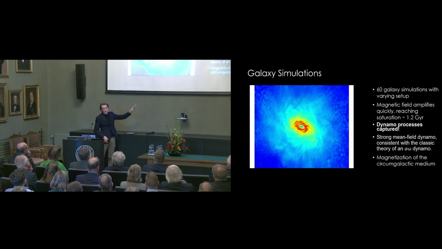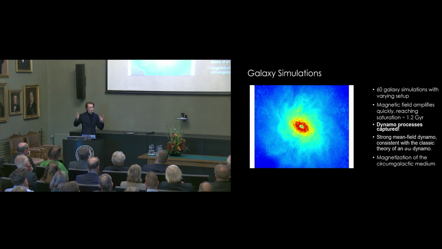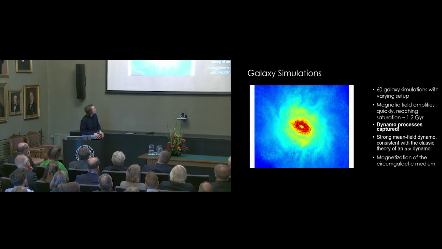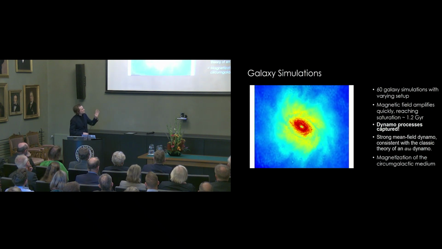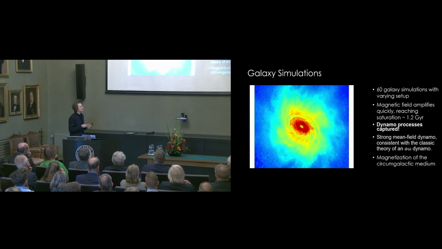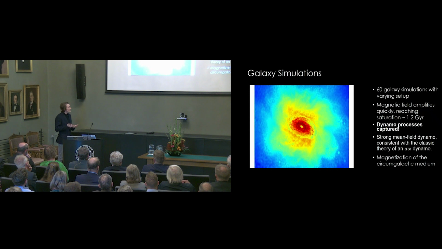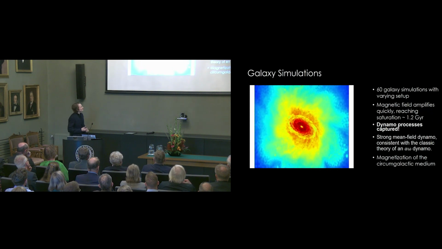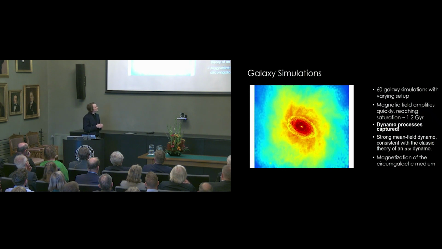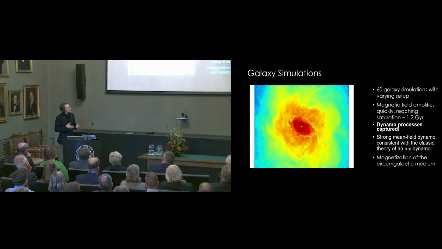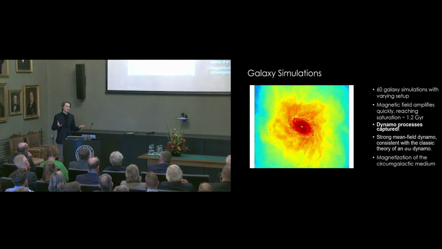We ran 60 galaxy simulations with a lot of different varying setups because we wanted to test all kinds of different parameters. In many cases, the magnetic field amplifies very quickly, reaching saturation in about 1.2 gigayears. This is in the article, if you're interested in reading more. We show that the dynamo processes are captured, and we see a very strong mean field dynamo, consistent with the classical theory of an alpha-omega dynamo. In this movie, the magnetic field was also pushed out of the galaxy, magnetizing the whole circumgalactic medium.